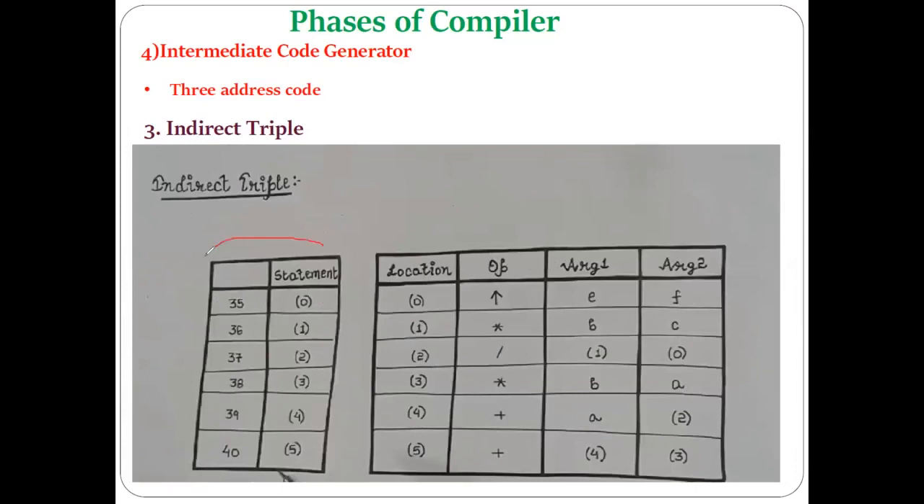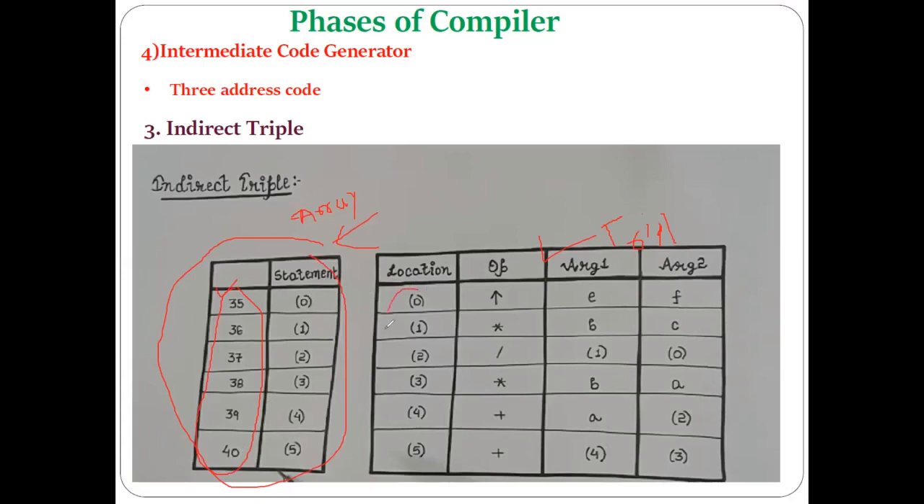So let's see how we have done this. This is the indirect triple for this triple representation. As I said, in the indirect triple representation, we use one array list, and that array list will contain the pointer to the position number. So this is the array list, and these are the pointers we have chosen here. Any number can be generated as a pointer here. Just as an example, I have taken the pointers as 35, 36, 37, 38, 39, 40. These numbers can be anything. It can be 100, 101, 102, like this.